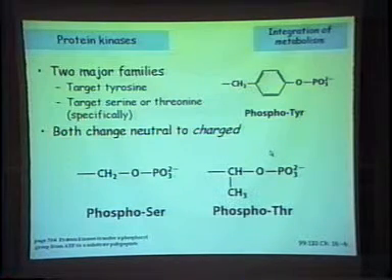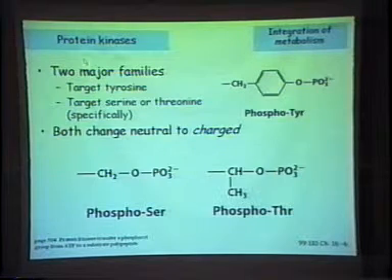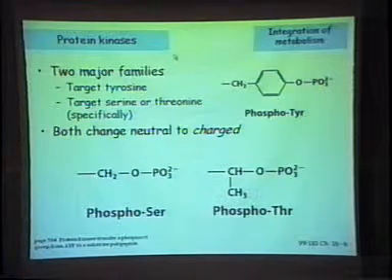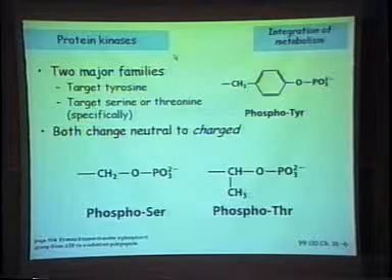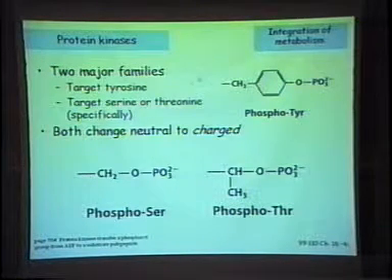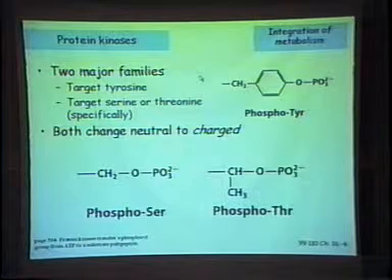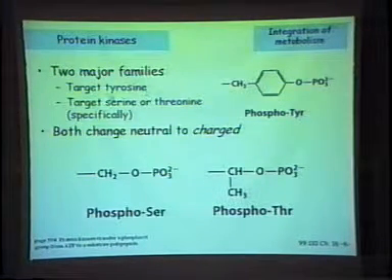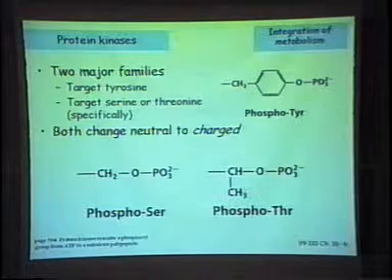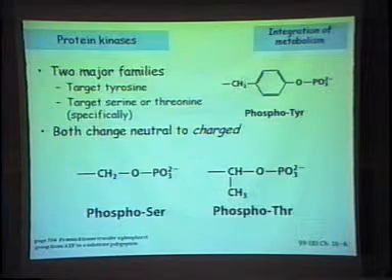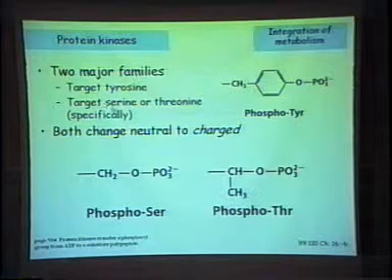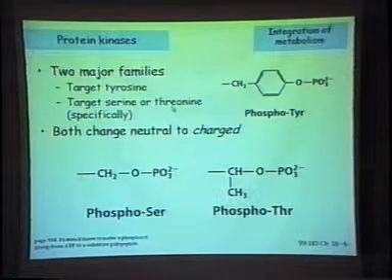One of the major players in signal transduction are protein kinases. So a protein kinase will be something that puts a phosphate group onto a protein. And there are two big families of protein kinases that we'll see many times over and over again in signal transduction. One of these families targets a tyrosine, and so this is a phosphotyrosine. You can see the phosphate now. That would have been a plain old tyrosine without it. Or it'll target a serine, or it'll target a threonine.